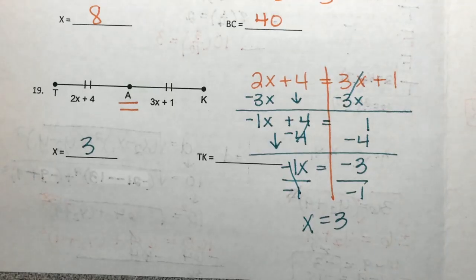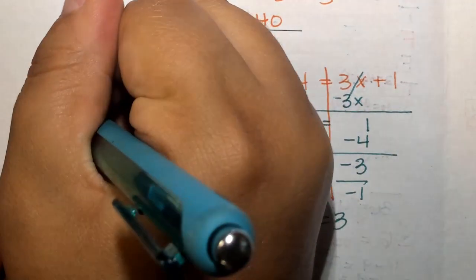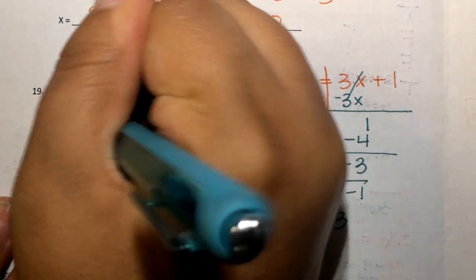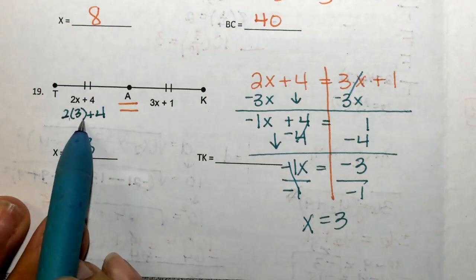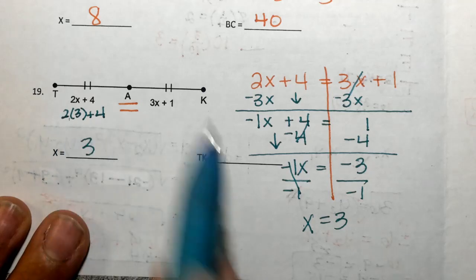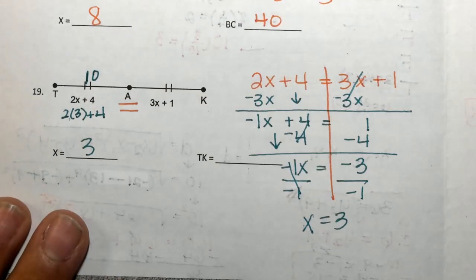Here's also where people always get this question wrong. What do you think they do next? Plug it into both equations. What's 2 times 3 plus 4? And guess what they write as their answer? 10. Why is 10 not my answer?